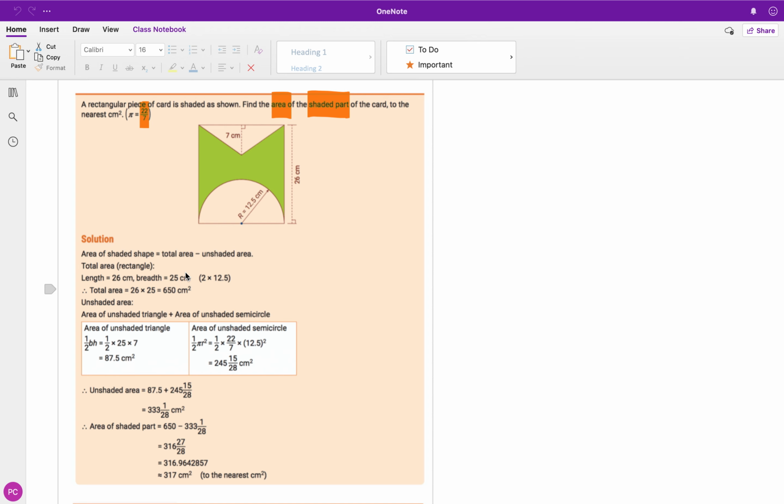So if we look at our total, I'm going to draw a blue line around our total area. Our total area goes down like this, across like this, up like this, and across like this. So there's our total area.